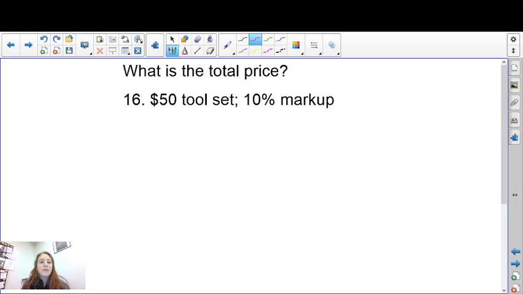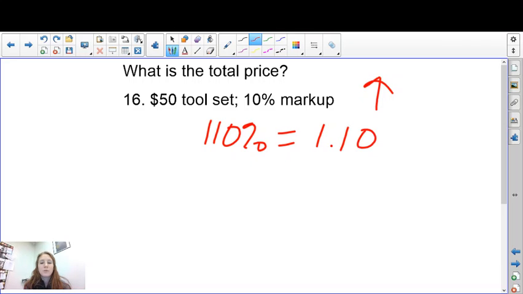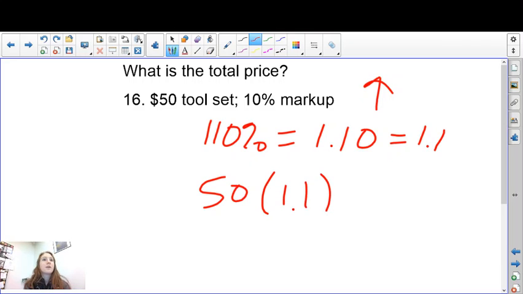What is the total price? You've got a $50 tool set and it's a 10% markup. So again, markup's getting bigger, we're increasing. So that's 110%, which is 1.10 or just 1.1. So 50 times 1.1 is equal to 55.